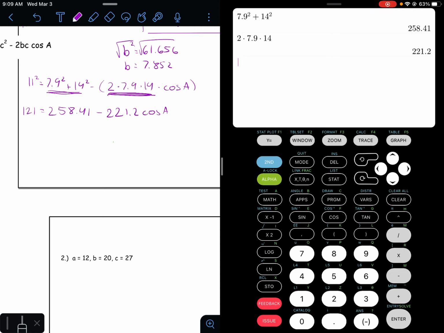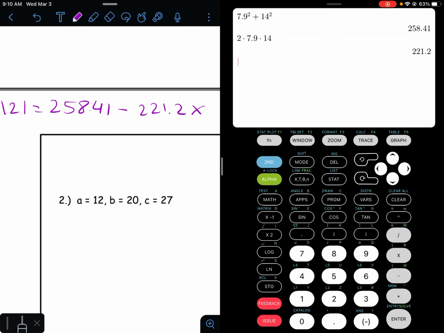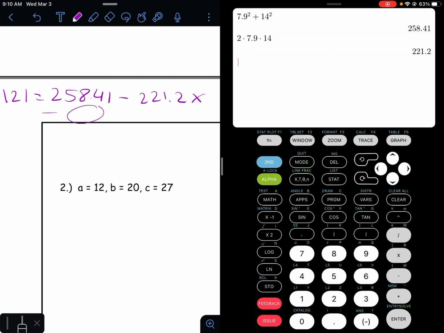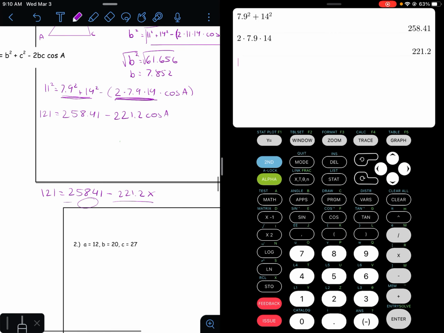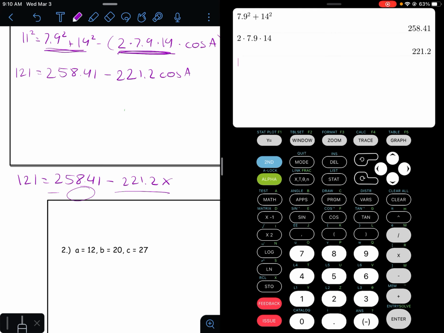Now again, I'm sure this looks pretty complicated, but I want you to think of it this way. If I gave you 121 equals 258.41 minus 221.2 times x, this would seem a little bit easier to solve, right? You would subtract this guy out and then divide by this guy. That's exactly what we're going to do. We're just trying to isolate that cosine of A.